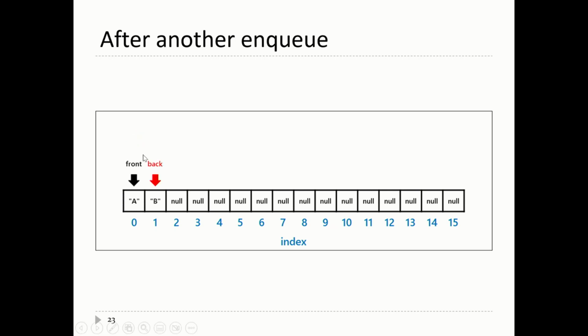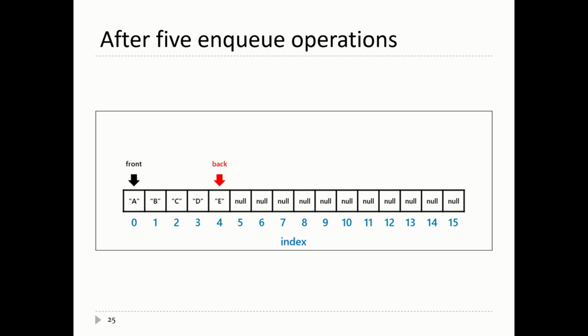Second enqueue. We add the B, so back moves to the right one position. Size goes up by 1. Nothing happens to the front. Enqueue again, and again, two more times. So now I've got 5 elements in the queue.